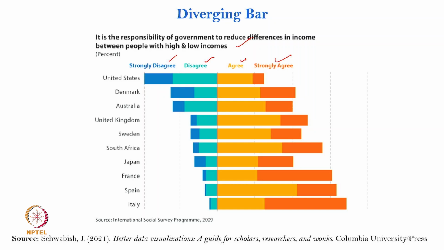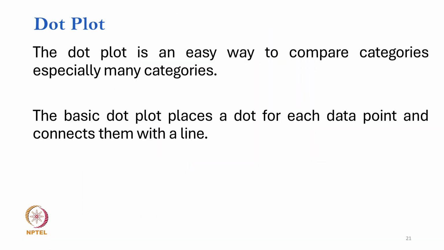As it shows, it can cover strongly disagree, disagree, agree, and strongly agree. Meaning within the image one can look at the positive and also the negative details. Another one is a dot plot. The dot plot is an easy way to compare categories, especially when there are many categories.